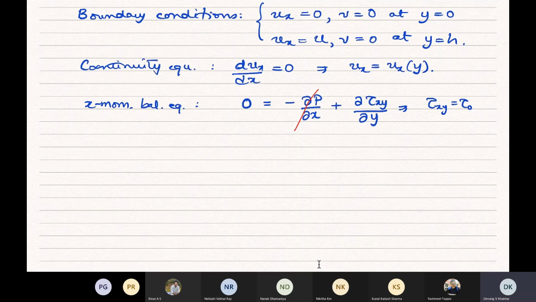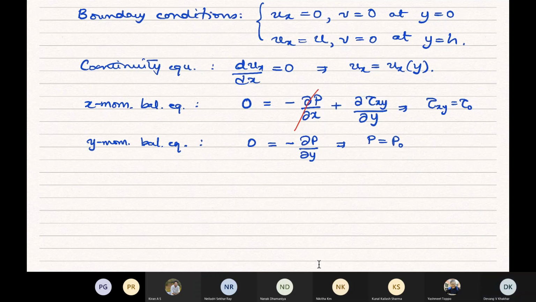And if you write down the y momentum balance equation, then again the left hand side is 0, and then you'll get minus del p by del y, and then you'll see all the other terms are 0. And so this also tells us that p is a constant and equal to p0.